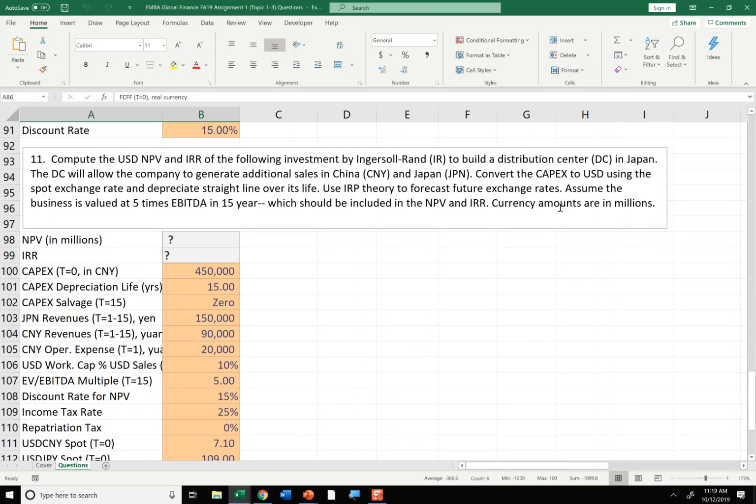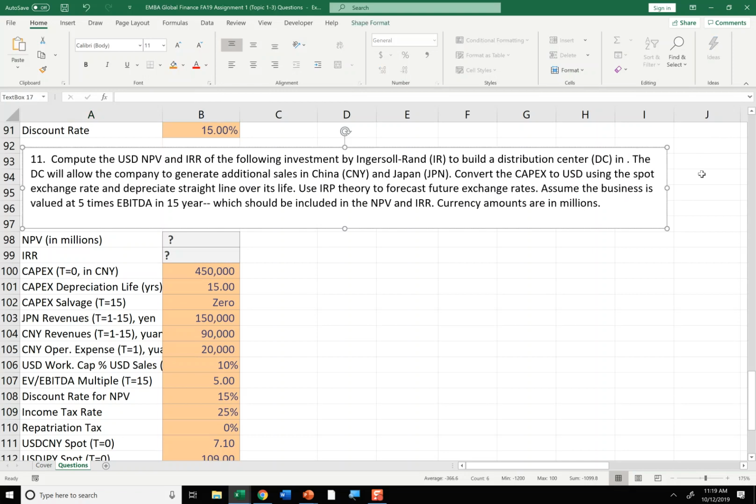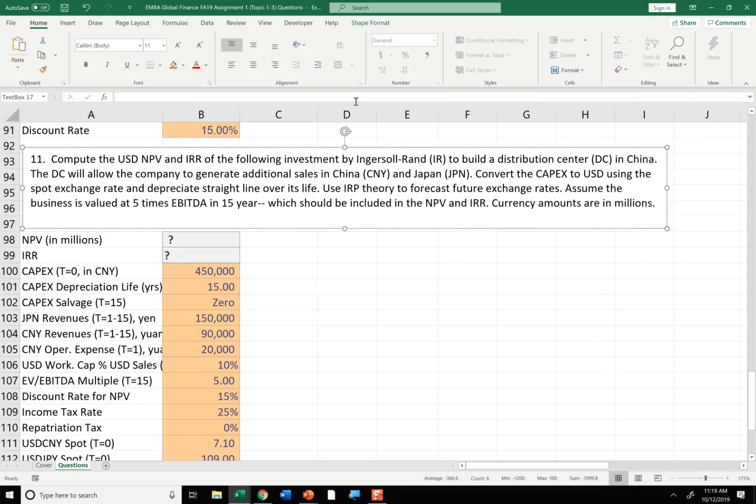Ingersoll Rand's going to build a distribution center in Japan that's going to allow it to increase sales to China and Japan. Let me change that. This is why I haven't finished this yet. I changed this last night. You're going to build it in China.